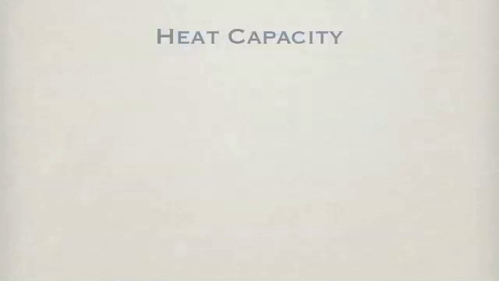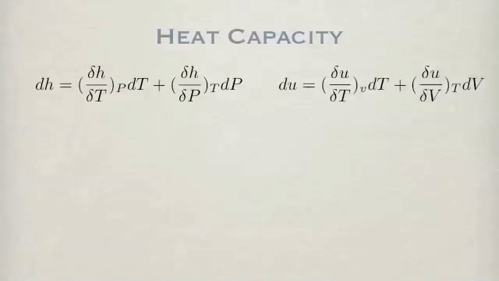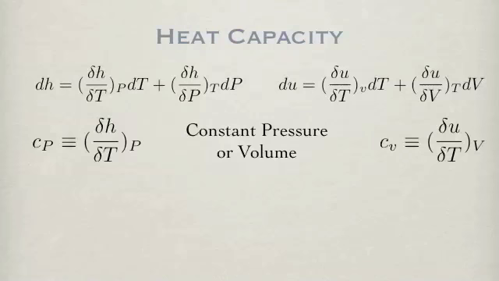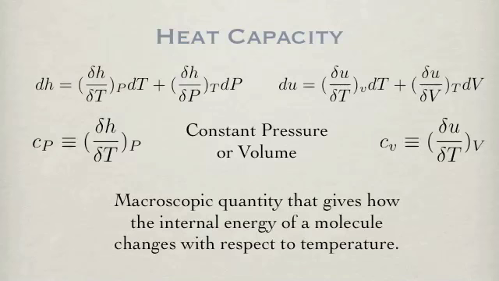The internal energy quantities H and U have not only a dependence on T, but also on P and V respectively. In a system with no PV work, i.e. P or V is constant, we can see that two useful quantities emerge, C sub P and C sub V. These represent how the internal energy of a molecule changes with respect to temperature, the molecule's capacity to store heat. This quantity is often called heat capacity.